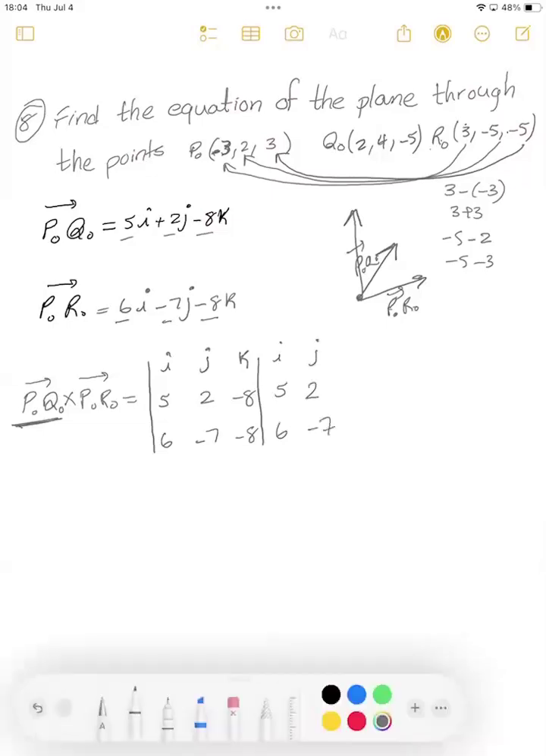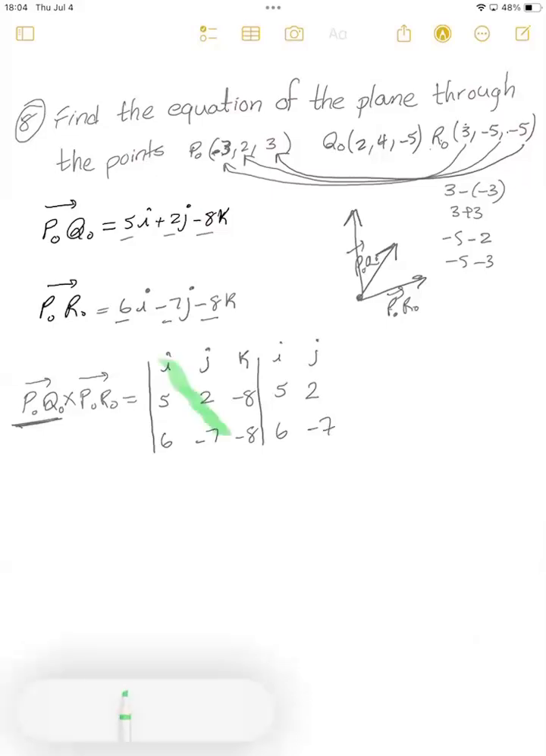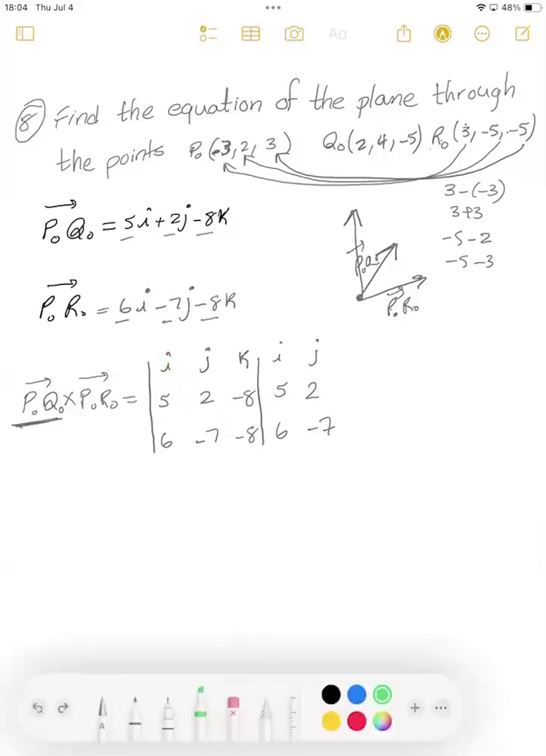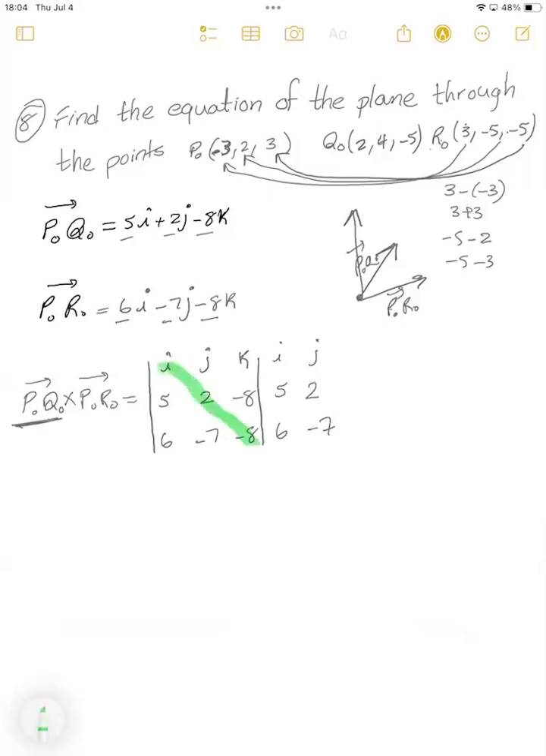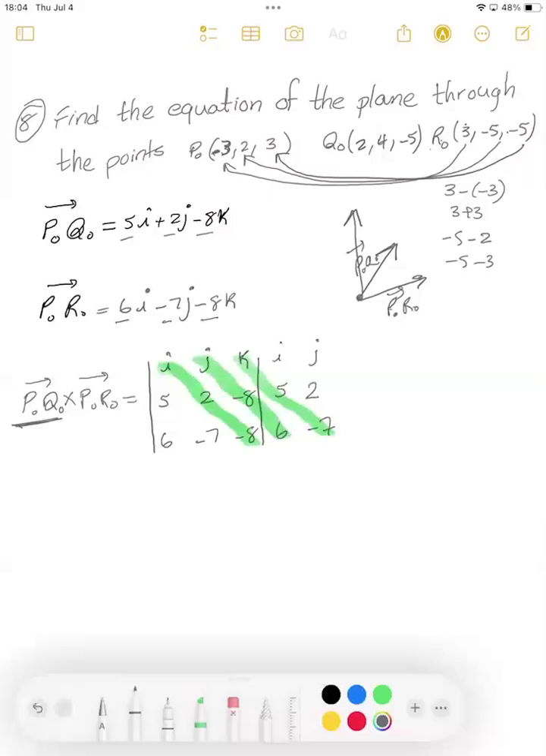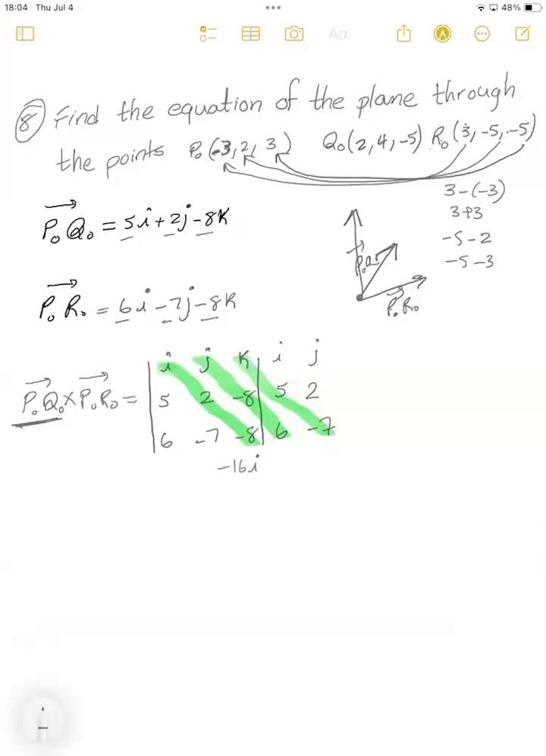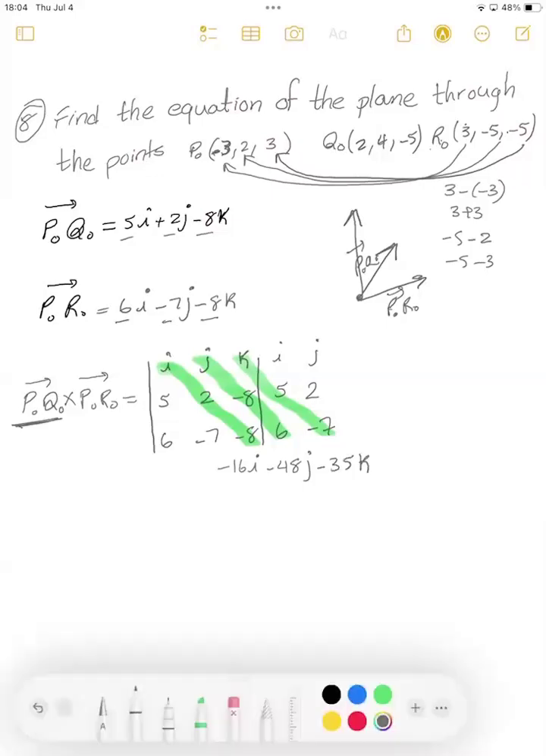And then take the multiply these. So 2 times negative 8 is negative 16i. 6 times negative 8 is negative 48j. Negative 7 times 5 is negative 35k. Next, I have to also multiply these.